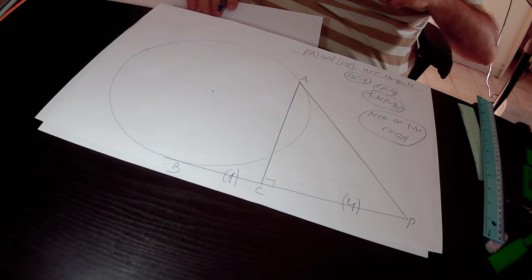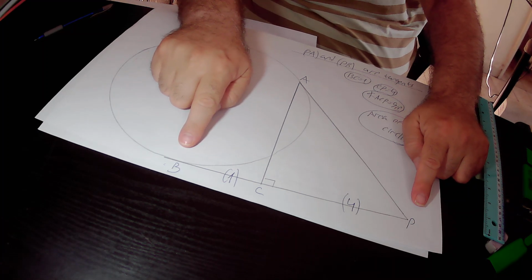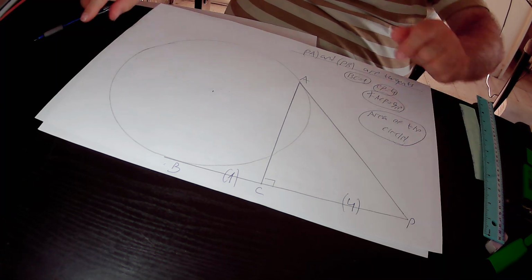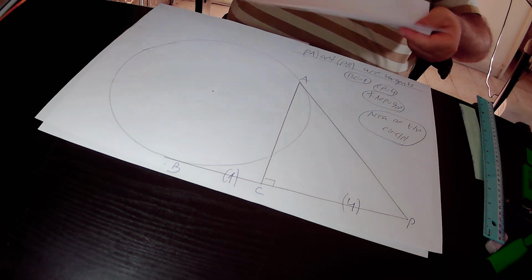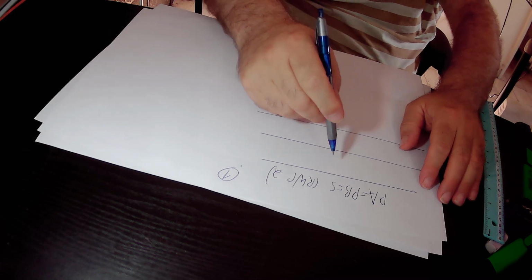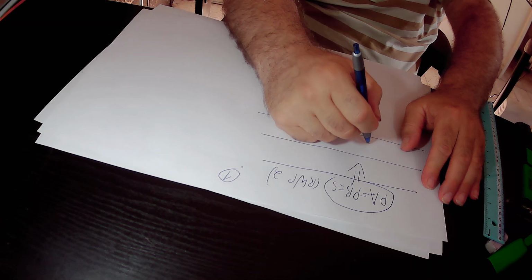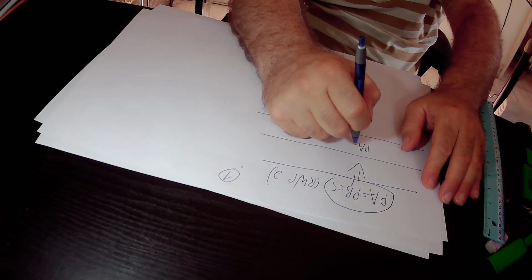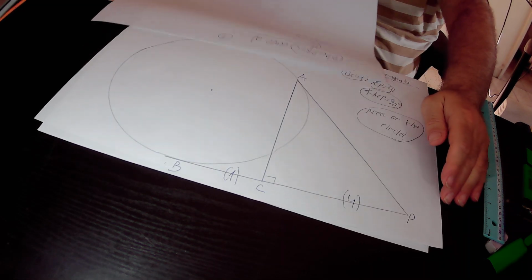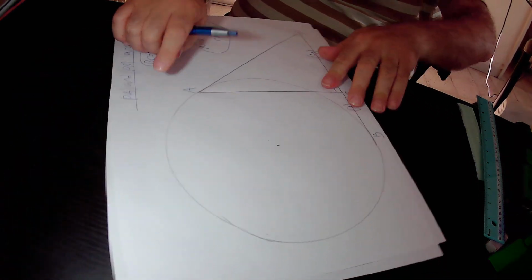It is given in the question that tangent PB equals in total 4 plus 1, that is 5. So PB equals 5. We can write that PB equals 5. And from this equation, PA equals PB equals 5, we derive that PA is also equal to 5 units in length. So here, PA equals 5 units in length.